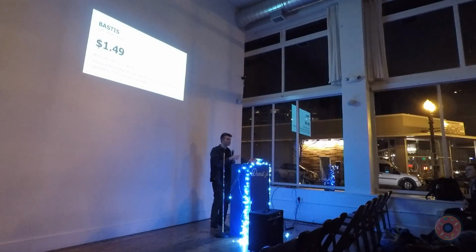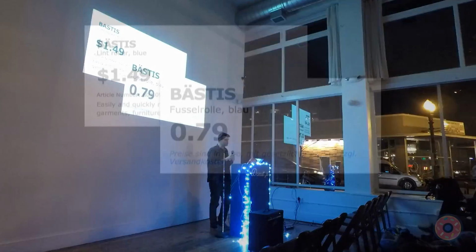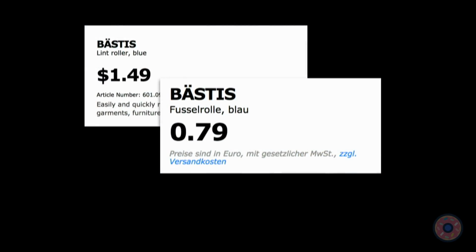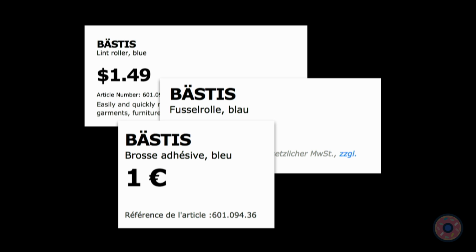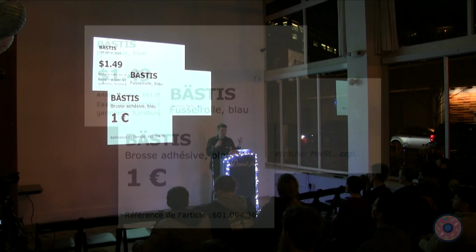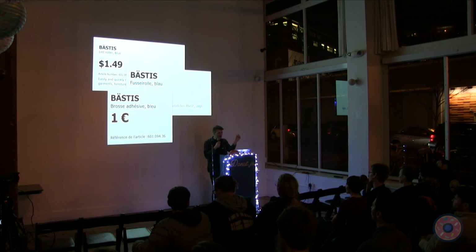So in America, this is $1.49. In Germany, it's 0.79. So they don't even use a currency symbol, at least the way that IKEA's German website formats it. And then in France, it's one with a space and then the euro symbol. So all of a sudden, my simple program that was going to just add an amount and a currency symbol doesn't actually work in other locales. This is a big problem for me.